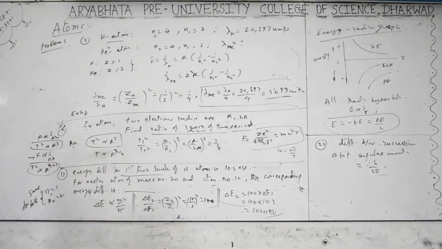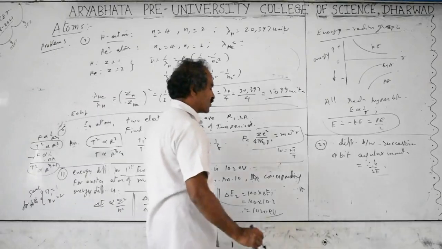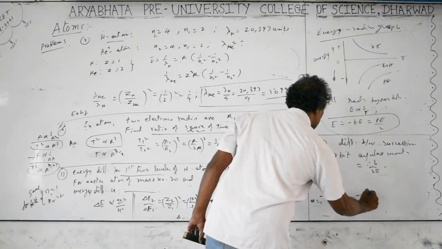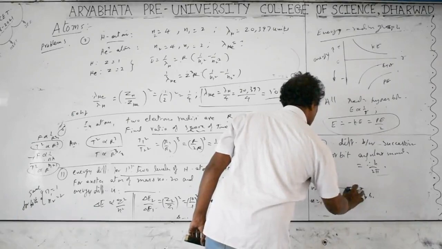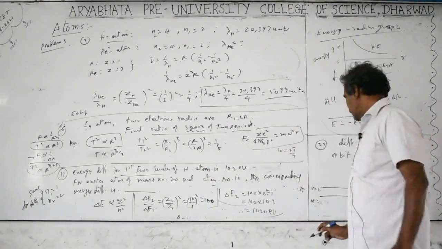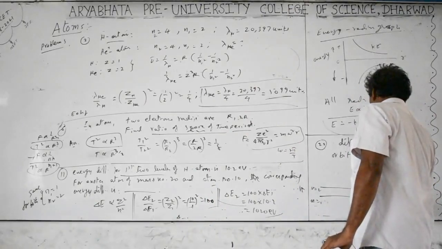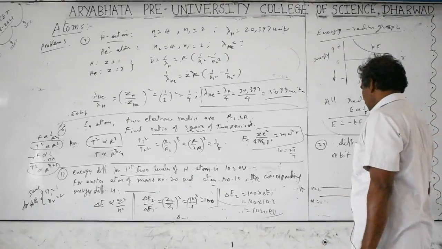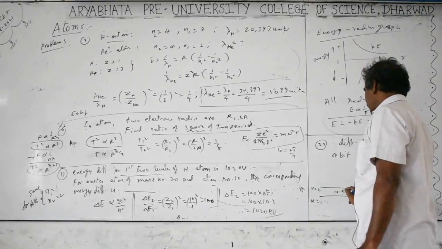Next, 11th question. Energy difference for the first two levels of hydrogen atom: first two levels means ground state, n equal to 1, is minus 13.6 electron volts, and the next one, n equal to 2, is minus 3.4 electron volts. Energy is inversely proportional to n square. On substitution, you will get the difference, which becomes equal to 10.2 electron volts.